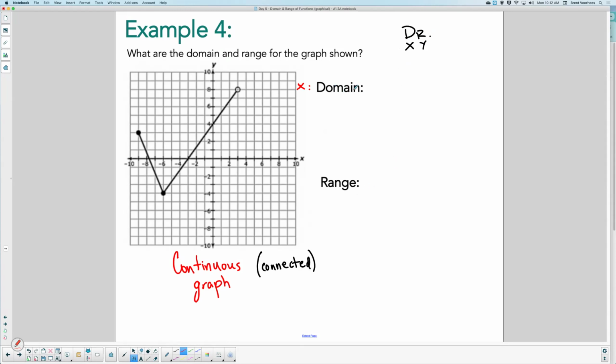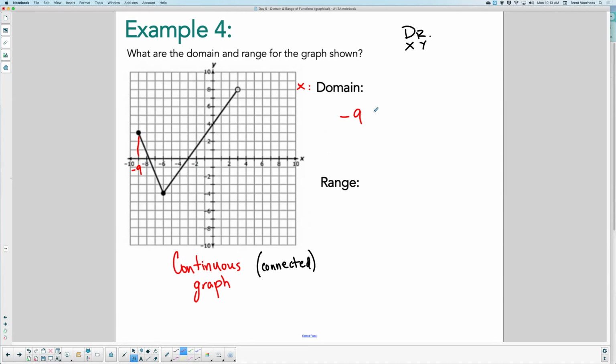So let's start with domain. Domain goes what two directions? Or X goes what two directions? Left and right. So we start on the left, because we end going to the right. The farthest point to the left is right here. It doesn't show a number. It's between -10 and -8. That's a -9. So put a -9 first. That's the farthest to the left.